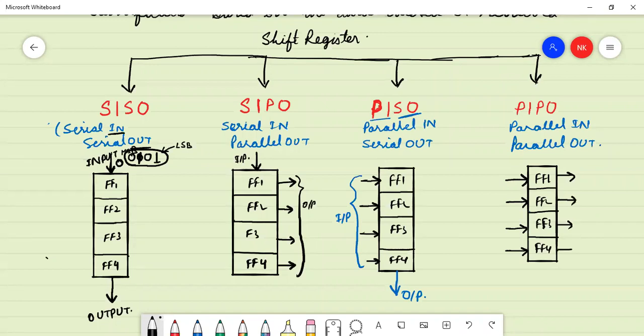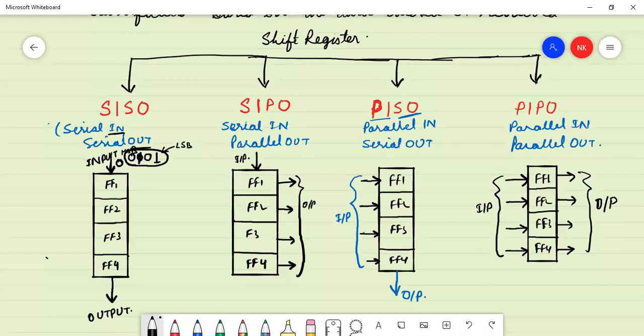From all these diagrams, you can conclude in which system we will consume the least time. Fourth one, sir, PIPO. Yes, it is quite obvious from this picture that in the last case, that is PIPO, the time consumed will be the least.